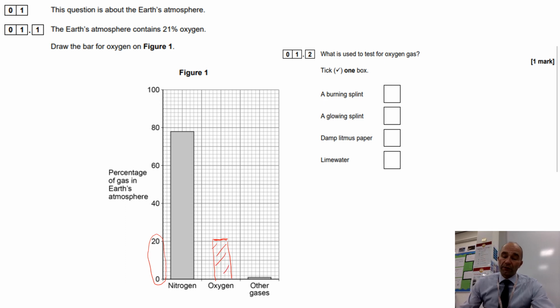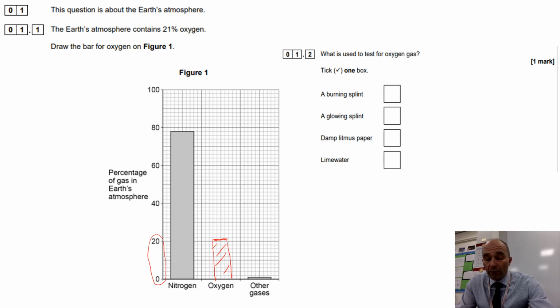And then the second question, what is used to test for oxygen gas? Now, again, we're just going to tick the correct answer here. And this is tricky because you just need to know your gas tests. The 4 possible answers are the 4 tests that you need to know about.